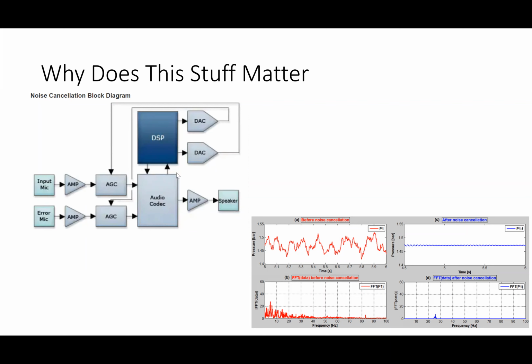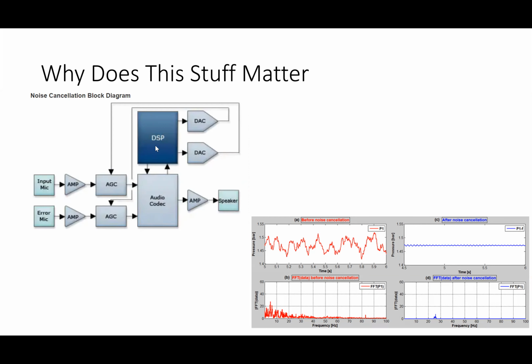Okay. So in my diagram right here, I've got a couple of things. I have this thing called a DSP and I have this thing called a DAC. So let me ask you guys, what is a DAC? Digital to analog converter. Yeah. So a digital to analog converter, right? And what is DSP? Anybody know what that is? Digital signal processor. Yeah.